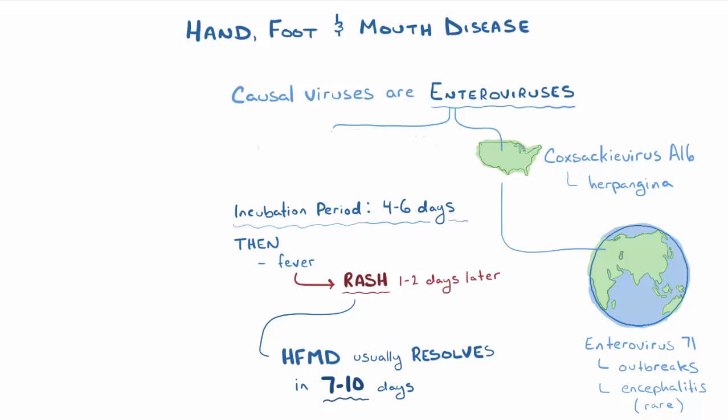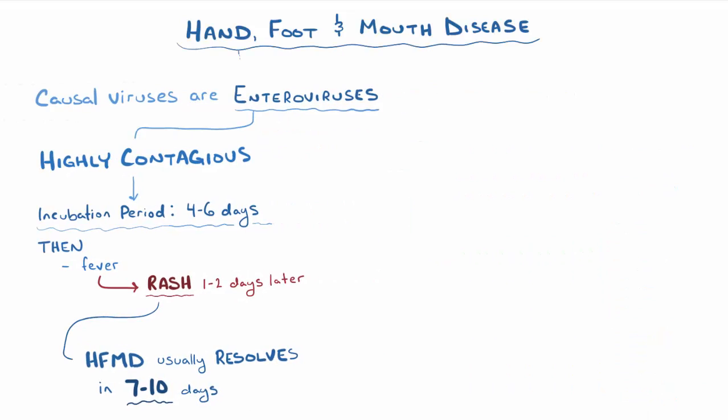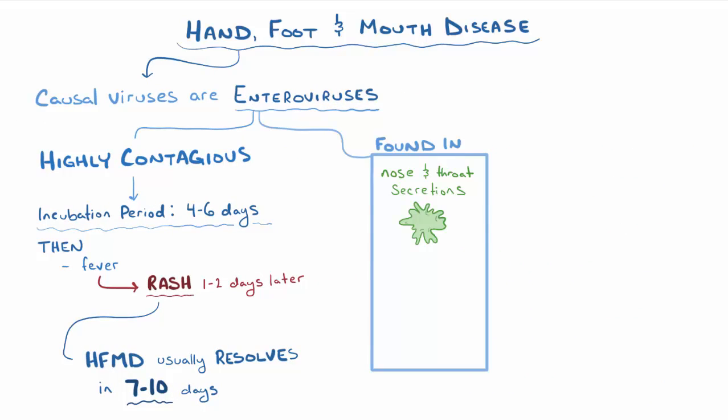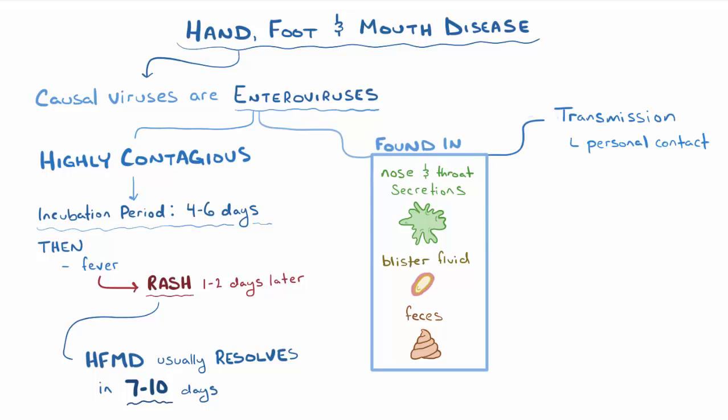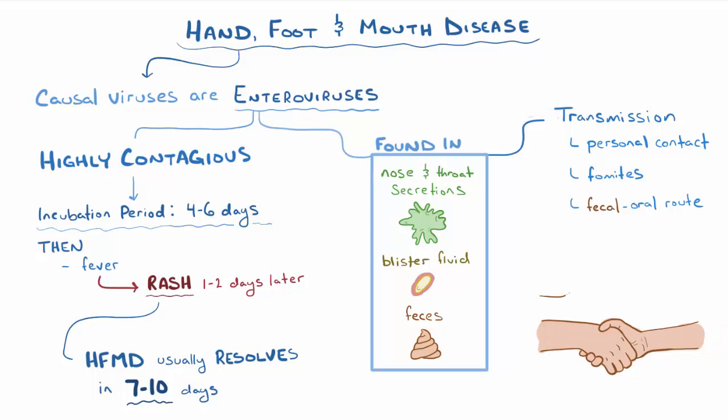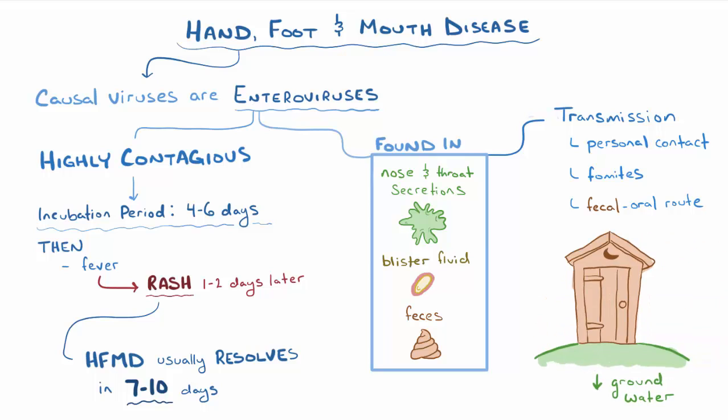Unfortunately, these viruses are highly contagious, and they can be found in the nose and throat secretions, blister fluid, and feces of the infected individuals. Typically, transmission occurs through close personal contact or through contact with fomites or contaminated surfaces, or through the so-called fecal-oral route. And remember, the fecal-oral route of transmission is more common than you might like to think. It can involve things like shaking an unwashed hand or contamination of groundwater that ultimately gets drunk or used on crops.